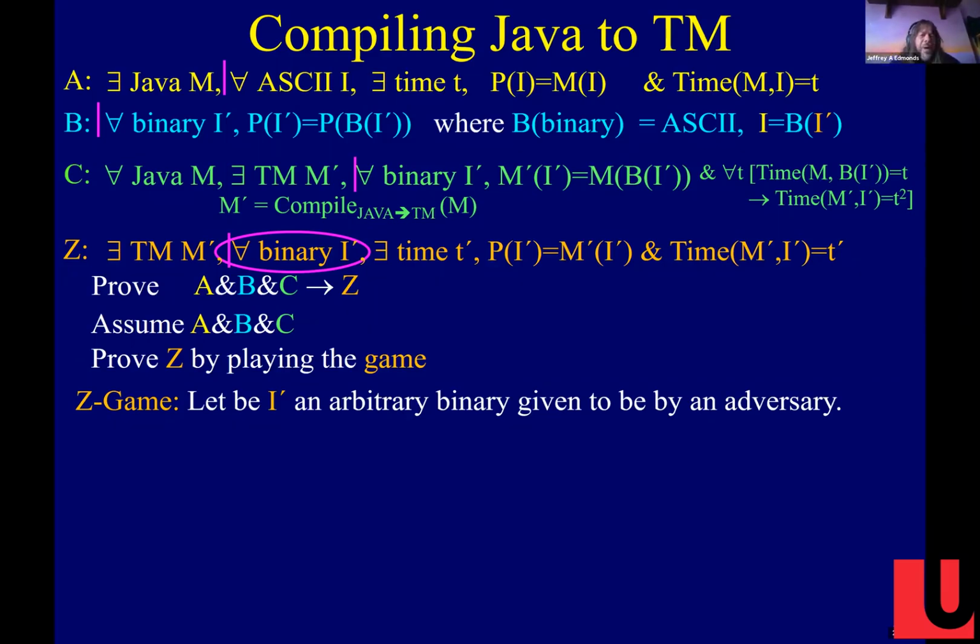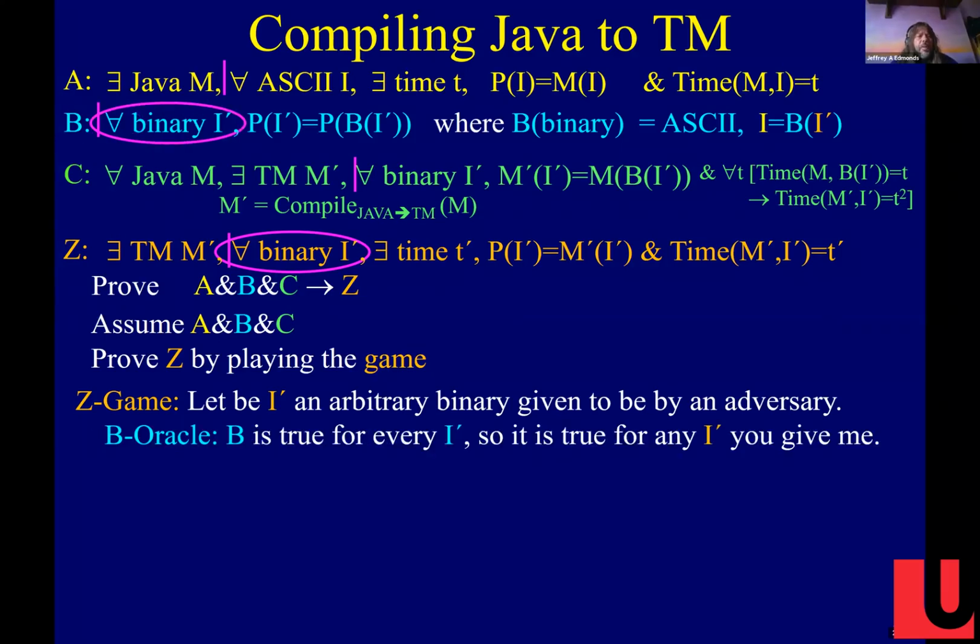Well, what am I going to do with my binary input? I need to translate it into ASCII, right? So I give it to Oracle B. Oracle B is assuring me that something is true for every binary string, and if it's true for every binary string, it's true for the binary string that the adversary gave me. So I give it to Oracle B.